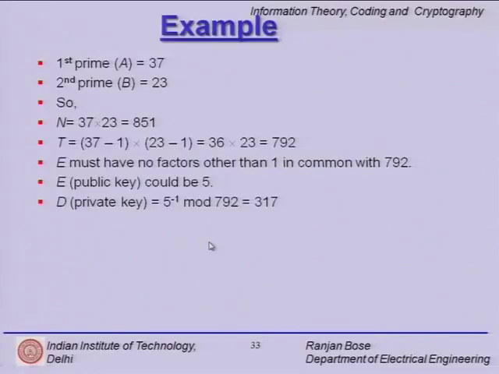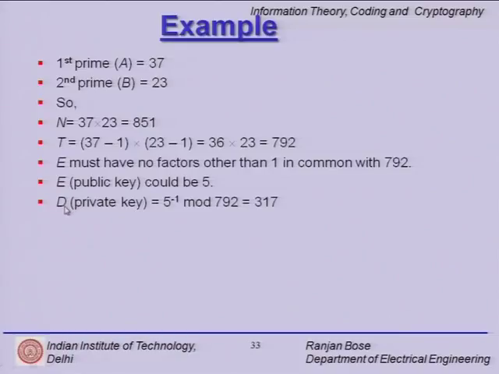Let us take a very simple example. This is a toy example because the prime numbers will never be so small, they will run across the slide. Let us take prime number a as 37, prime number b as 23. We get n as the product of these two prime numbers. Similarly, t is a minus 1 into b minus 1, and we multiply and get this number. Now, we must choose the public key e. The condition is that the public key must have no factors other than 1 in common with this t. So, again a very small number 5, we find that 5 is not a factor of 792, and easily we can pick e as a valid public key, 5.